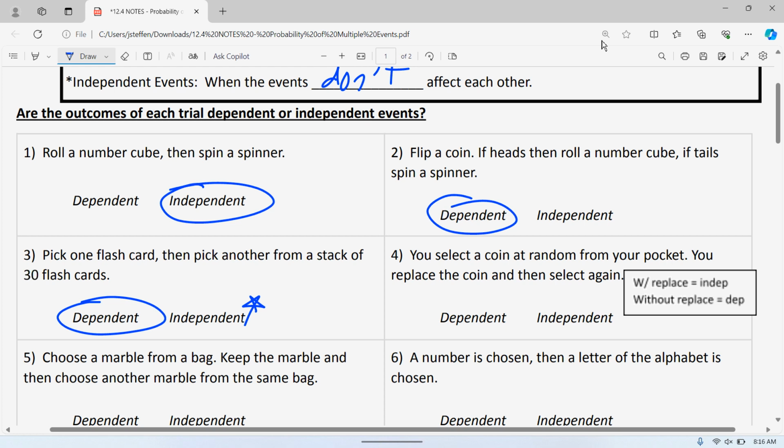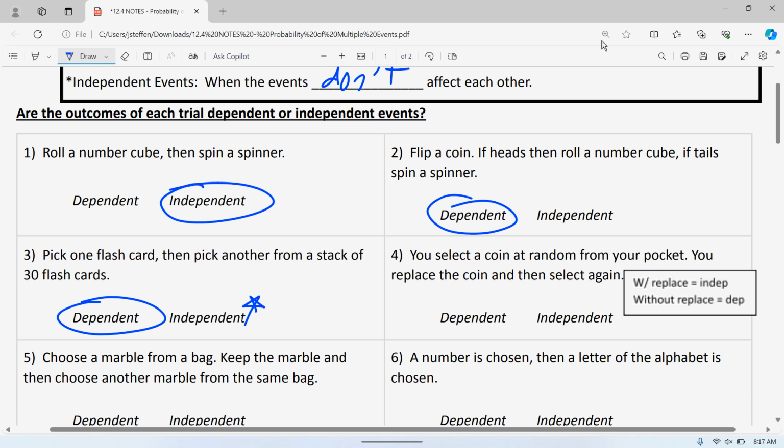flashcard, let's just say there's 30 of them. Let's say they're numbered 1 through 30. If you pick one and it's number 4, then the second one you pick can't be a number 4. So that's why if you don't replace it, if you don't put that one back, it's dependent. If you would pick a card and then put it back, then it would be independent.